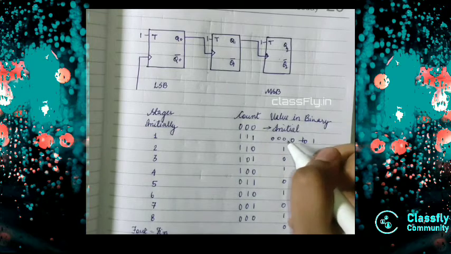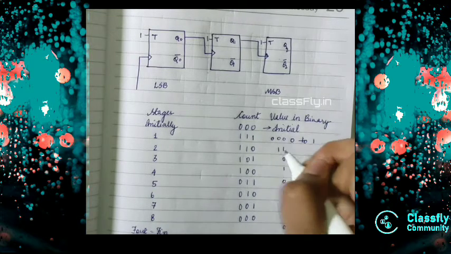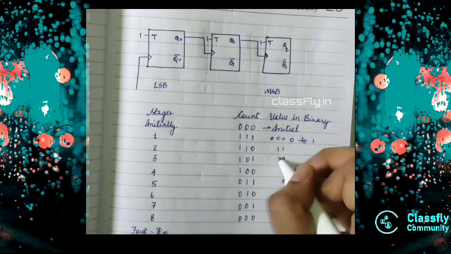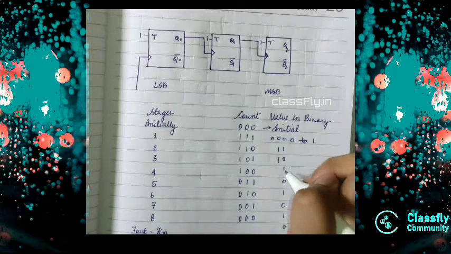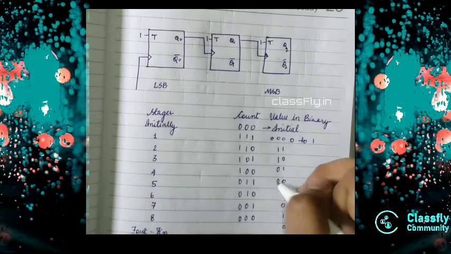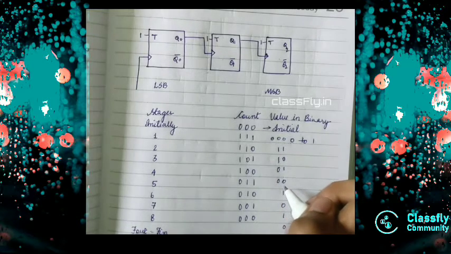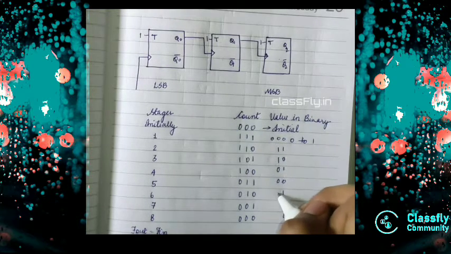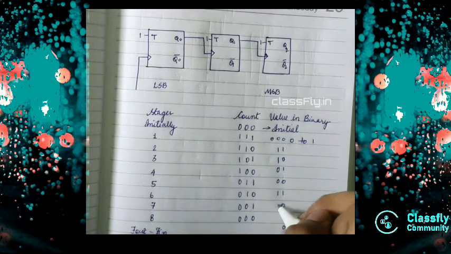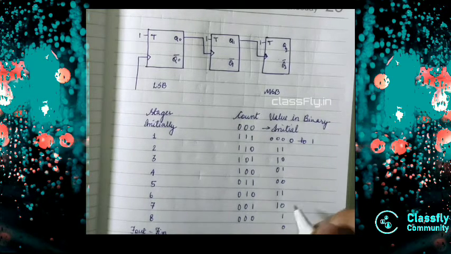Okay, so 0 to 1 there will be change. So 1. From 1 to 0 no change. So 1. From 0 to 1 there will be change. So 0. From 1 to 0 there will be no change. So 0. From 0 to 1 there will be change. So 1. From 1 to 0 there will be no change. So 1. From 0 to 1 there will be change. So 0.